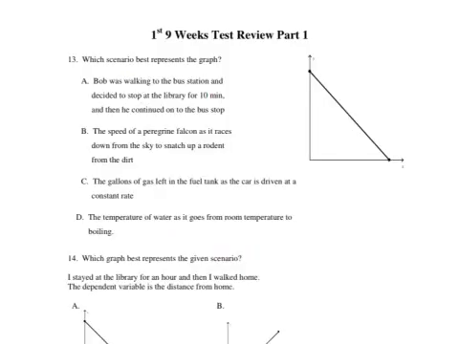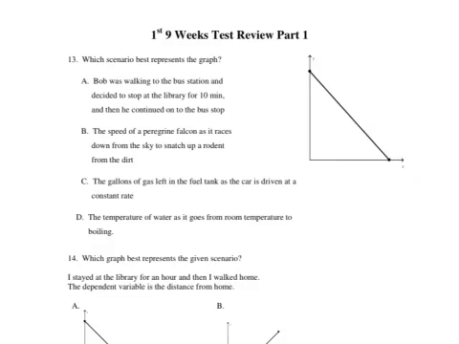Number 13, which scenario best represents the graph? First thing I want to do is look at the graph. There's no title, there's no labels, there's no numbers. So I'm really just interpreting the graph itself, like the shape of the graph. I see that it's a straight line and it's going down, it's decreasing. So I'm going to look at the different scenarios and I'm going to decide which one shows just a constant decrease for some set of values.